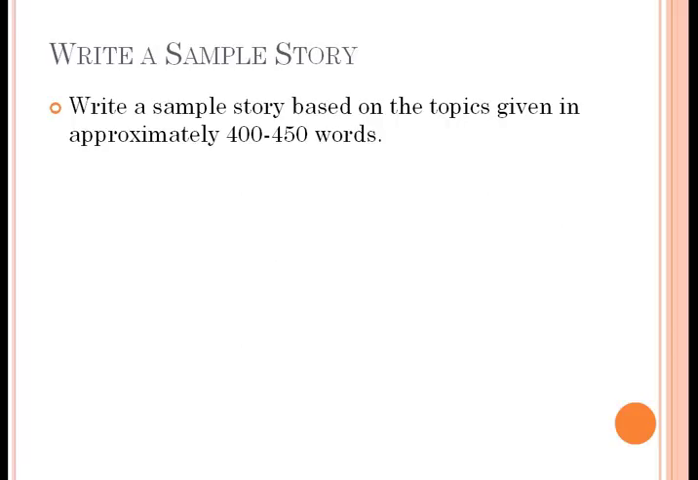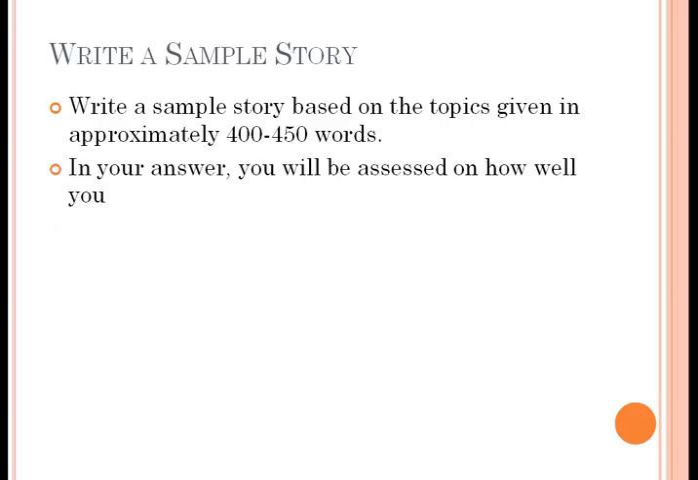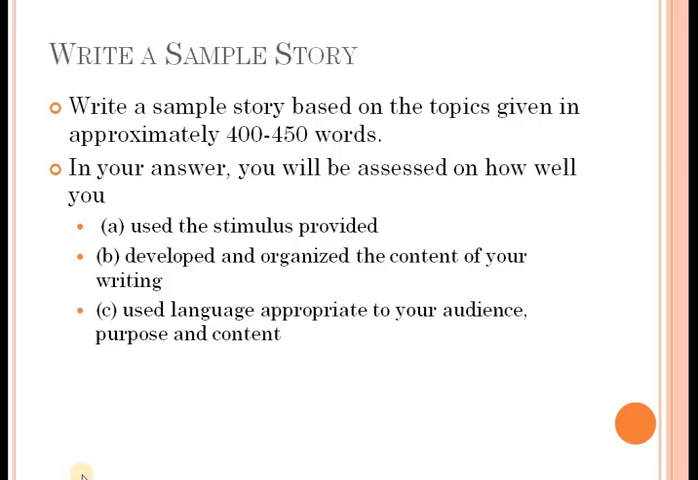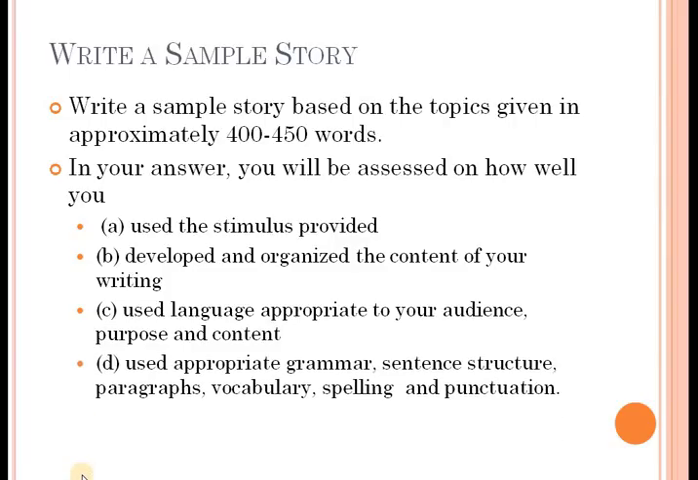So the instructions are: write a sample story based on topics given in approximately 400 to 450 words. And our estimated time is 45 minutes. In your answer, you will be assessed on how well you: one, use the stimulus provided, meaning the writing prompt that we're going to use; develop and organize the content of your writing; use language appropriately to your audience, purpose, and content; use appropriate grammar, right sentence structure, paragraphs, vocabulary, all of that good stuff. So this is taken from an actual sample CXC paper, and these are the instructions that you're going to see on the CXC exam paper.